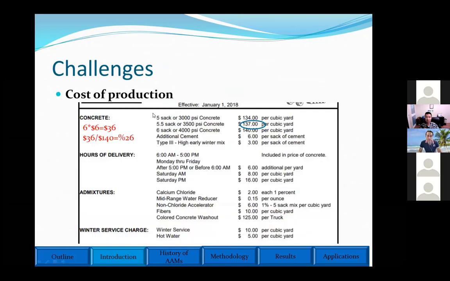Challenge: the cost of cement. According to a price listing of ready-mix concrete that I got in 2018 here in Hawaii, almost 1/3 of the cost of concrete is for purchasing cement.